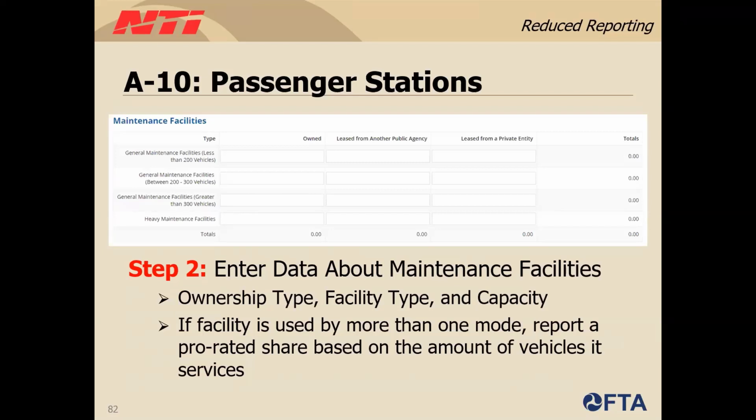Next, you will report a count of your agency's maintenance facilities used to support revenue service. This will include any owned or leased maintenance facilities. You will report facilities by the ownership type, facility type, and capacity. If your agency uses one maintenance facility for multiple modes, you will need to prorate the facility based on the amount of vehicles it serves.